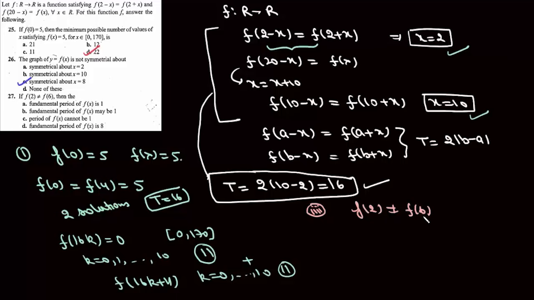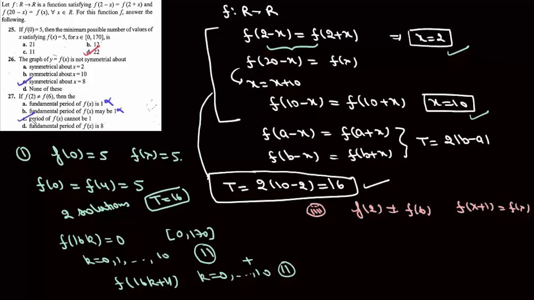Now fundamental period cannot be 1, because if it is 1, then f(x plus 1) must be equal to f(x). Then in that case, f(2) will be f(6). So fundamental period of f(x) is 1. This is certainly not true. Fundamental period of f(x) may be 1. Again, not true. What's clear is period of f(x) cannot be 1. So this is the correct option. Period of f(x) cannot be 1.